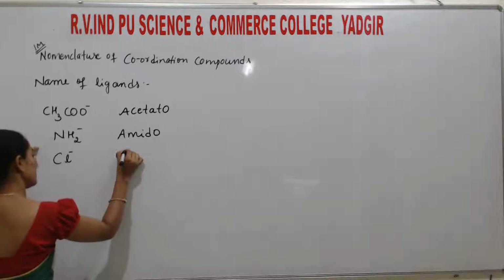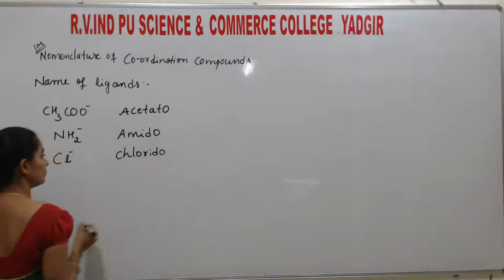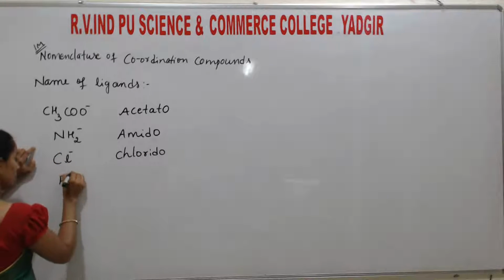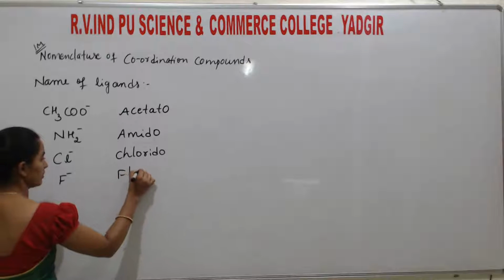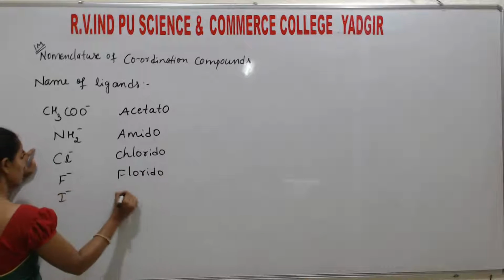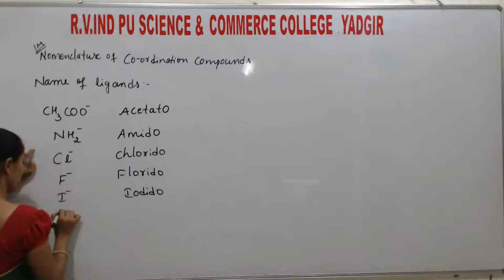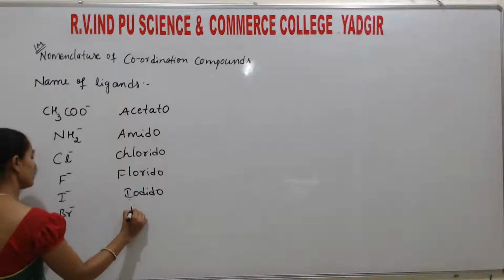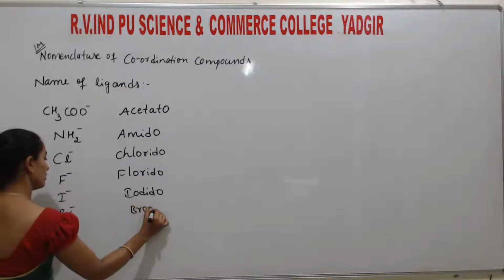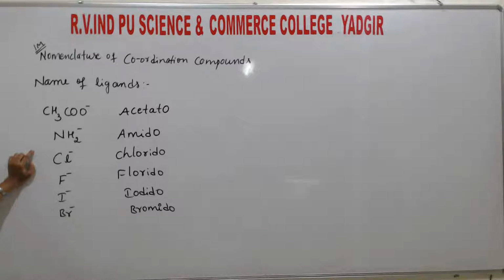Next, Cl minus, that is chloride. Okay, F minus, fluoride. I minus, iodide. Br minus, bromide. Understood?